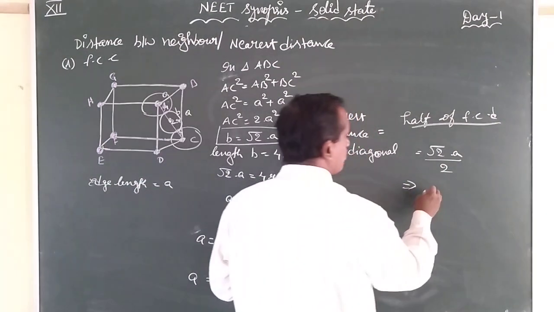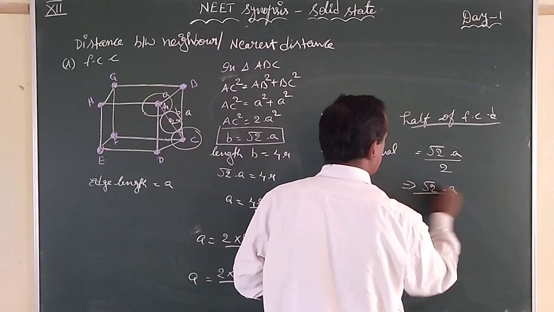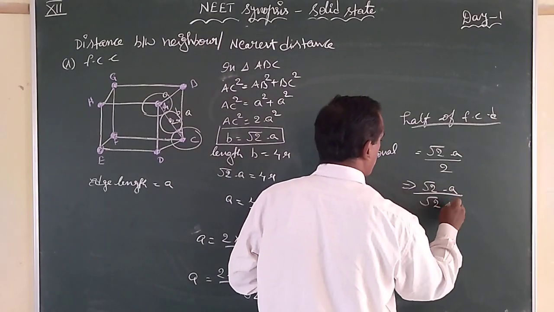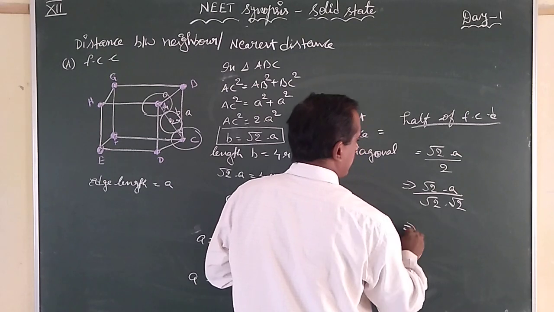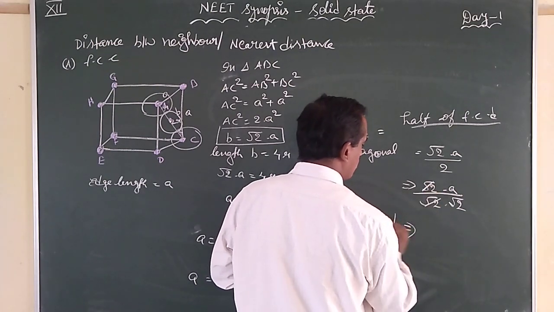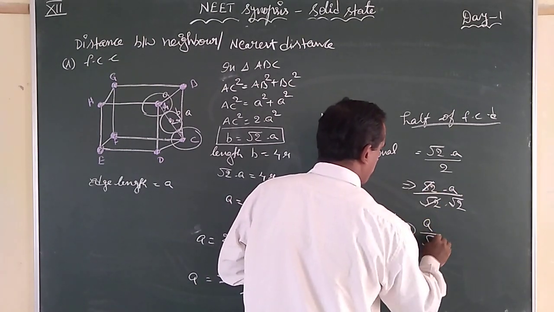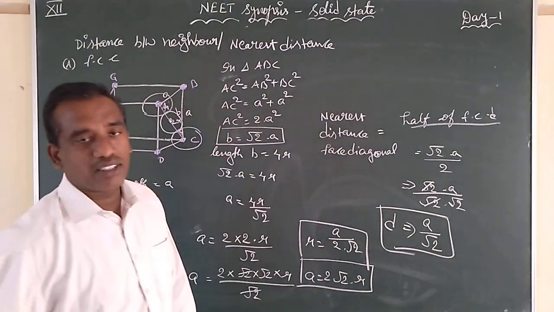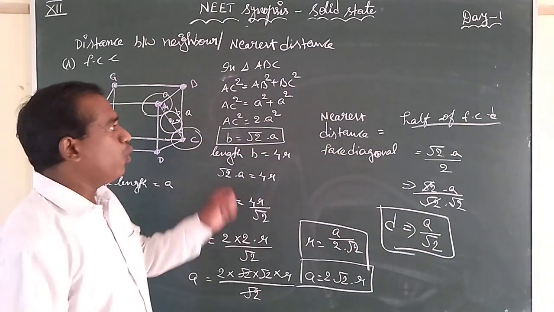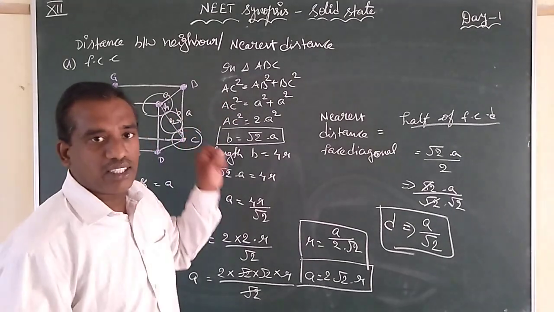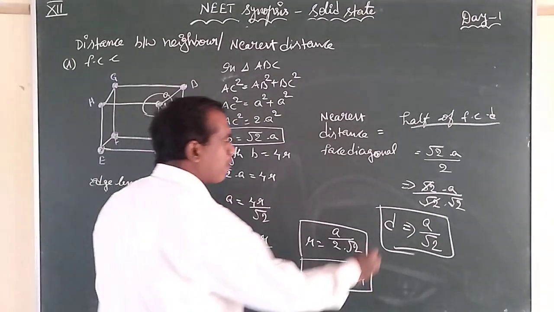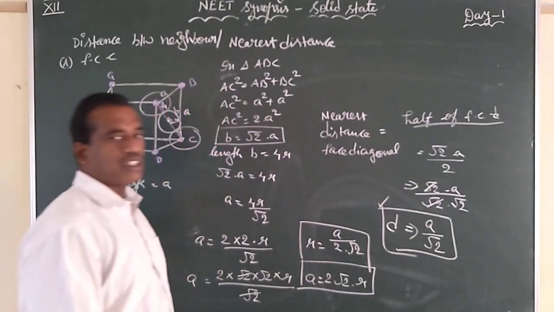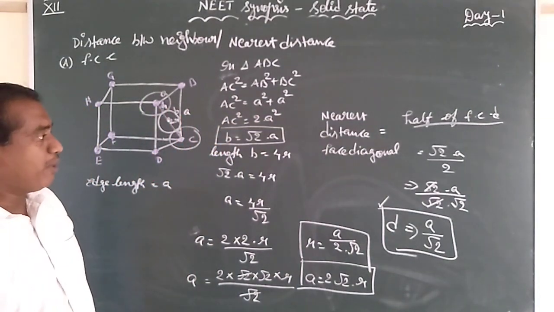Again, how can we write this 2? As root 2 into root 2. Then the 2 cancels, so the distance is given as a by root 2. So how do we get the nearest distance formula? The nearest distance formula is given as a by root 2.